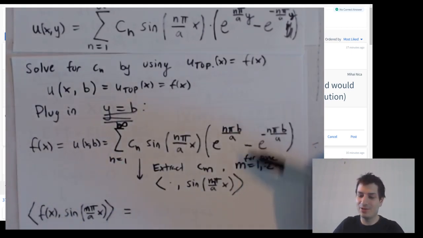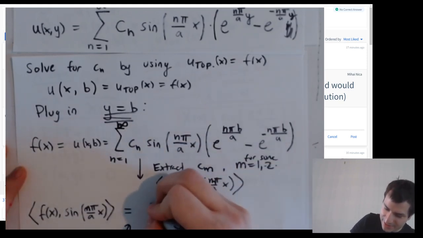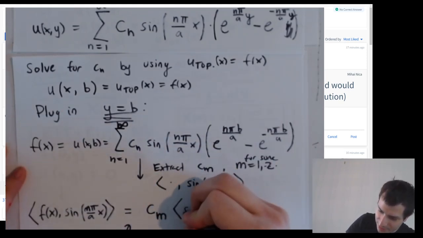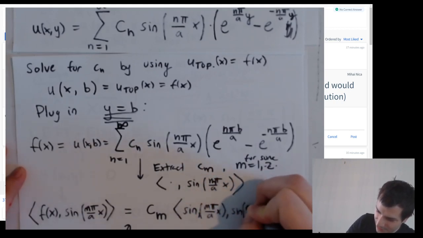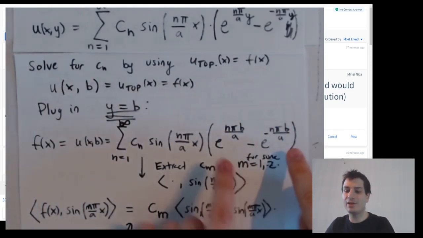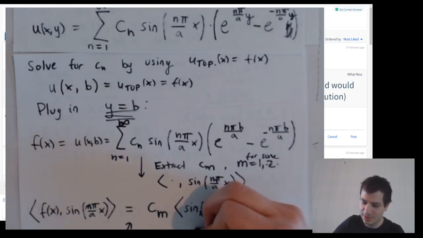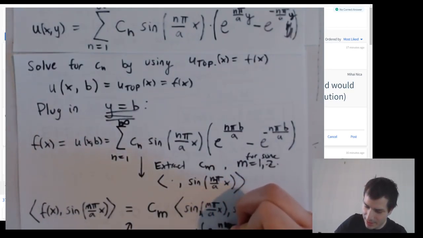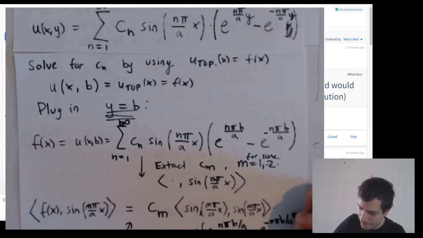Okay, so do the inner product. The only surviving term is when n equals m. So you get Cm, then you get the inner product of sine of m pi over a x with sine of m pi over a x. And then you multiply by this constant. You have to know that constants get pulled out of the inner product. When you do the inner product with constants, they just live on the outside. So this is times e to the n pi b over a minus e to the minus n pi b over a.